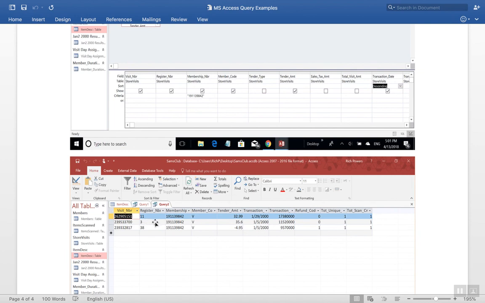In this case, within the database we have 3 records. One was on 1/29. The other 2 were on 1/5. One was a purchase of 35.60. One appears to be a return on that day.